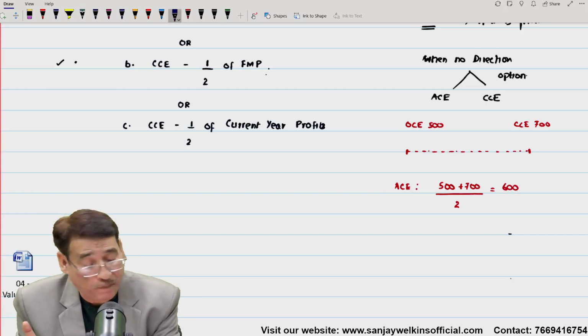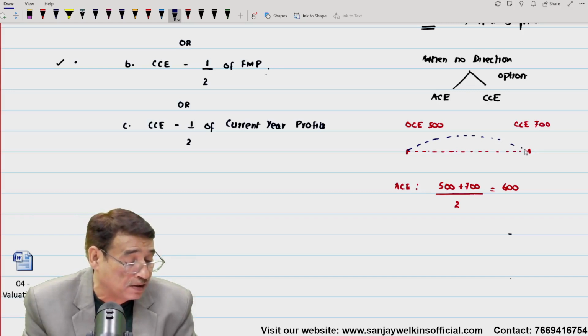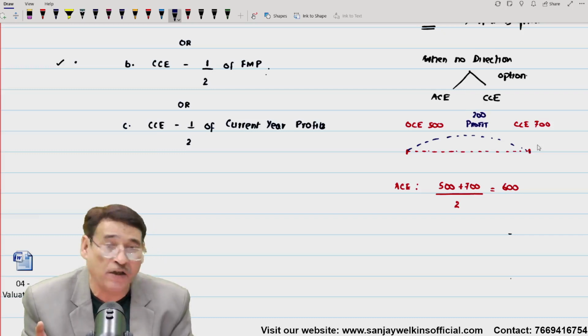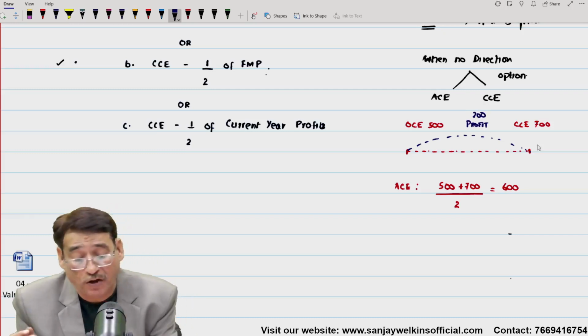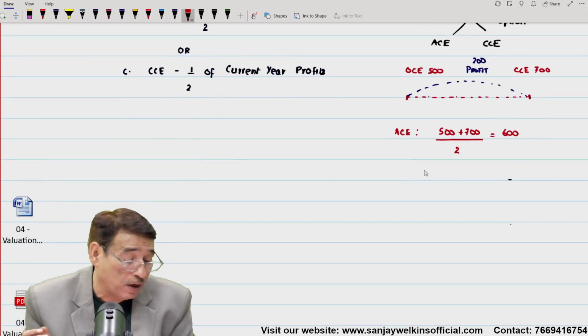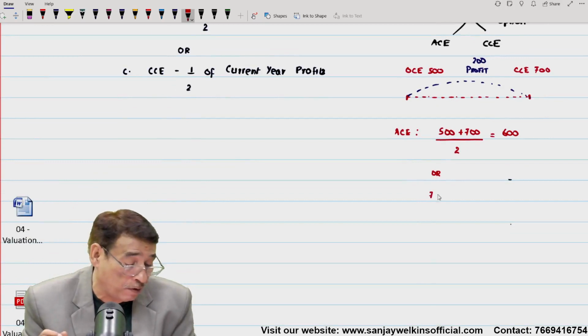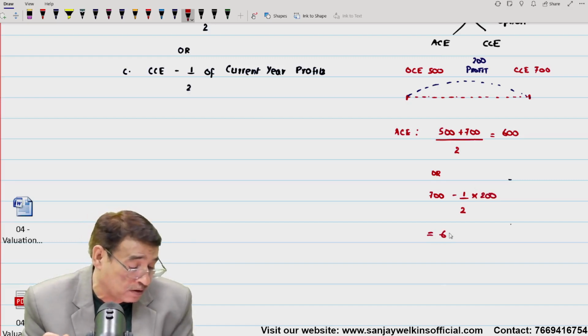Now, just have a look over here. Suppose my opening capital employed is 500 and closing capital is 700, what does it suggest? The difference between the capital is nothing but your profit. Indirectly, it also means that this entity has earned a profit of 200 lakh from the beginning till the end. Now see, under the second variation, in order to compute the average capital employed, I will take the closing capital employed, 700, less 1/2 of profit. Profits are 200. You can see I still get the same answer, 600.